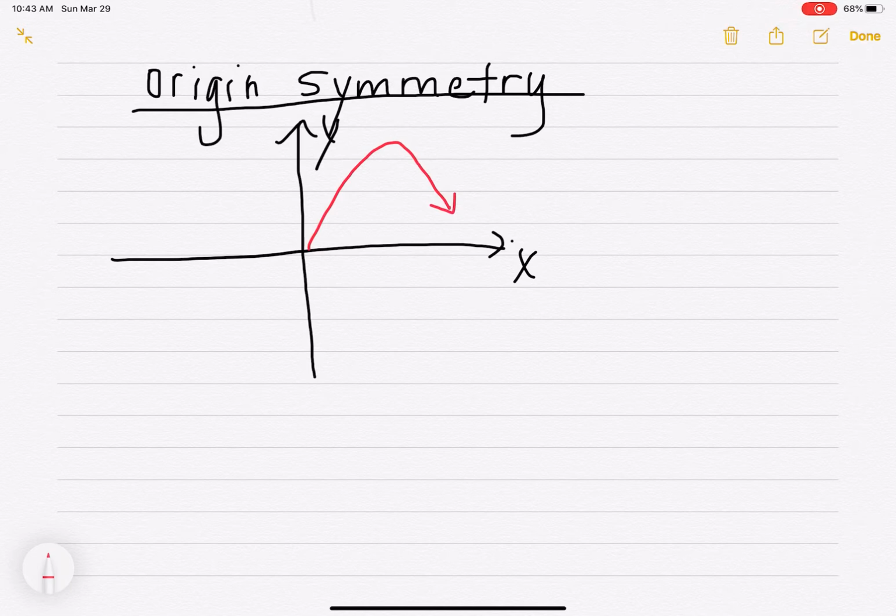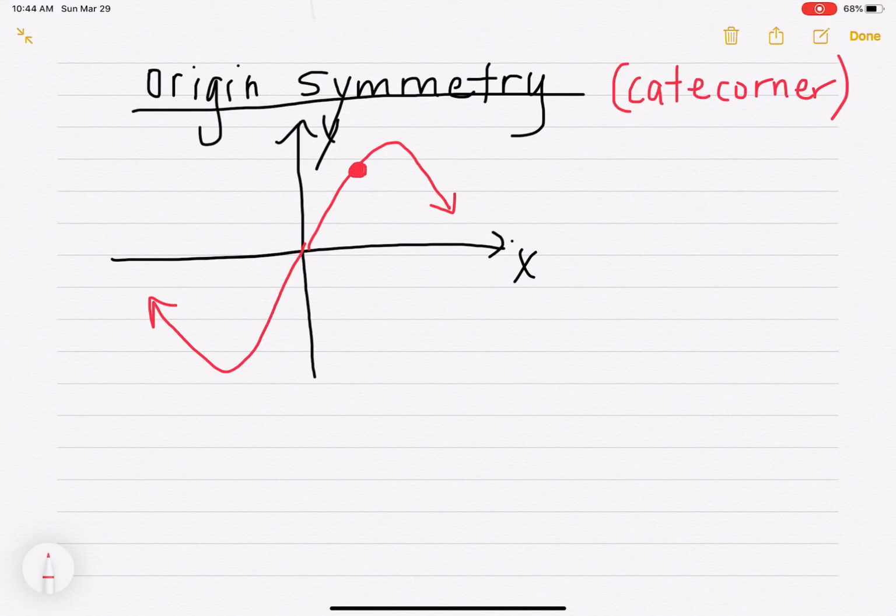So if you have origin symmetry, you're going to have what I call catacorner to it. Notice how in the first quadrant we have a bit of graph. You're going to have something in the third quadrant that's catacorner to it. Some people might call this catacorner symmetry. So the idea is if I pick a point here on the graph in the first quadrant, let's call that point (x, y).